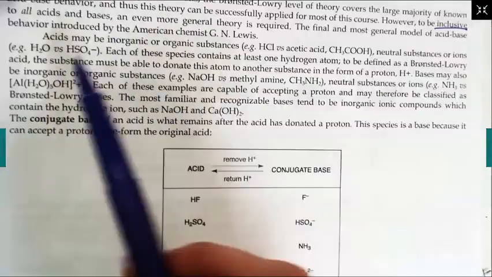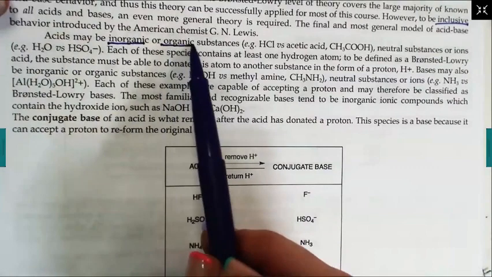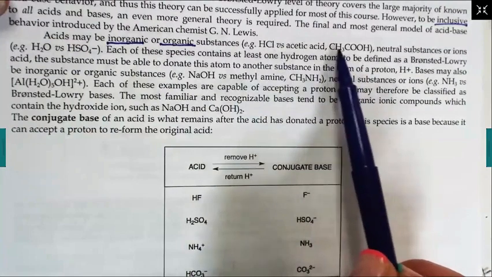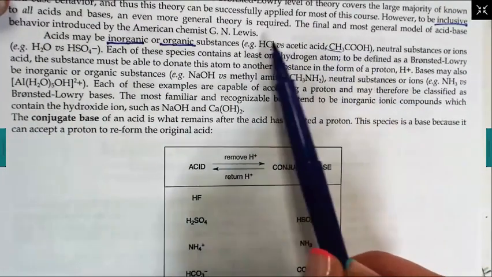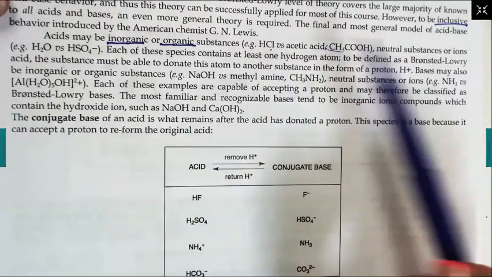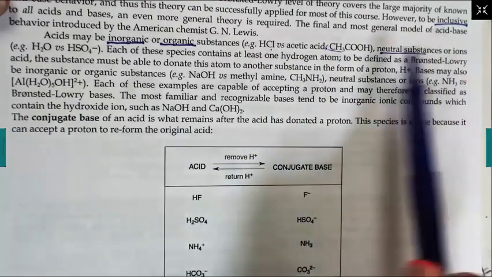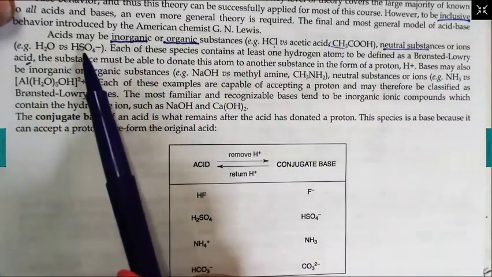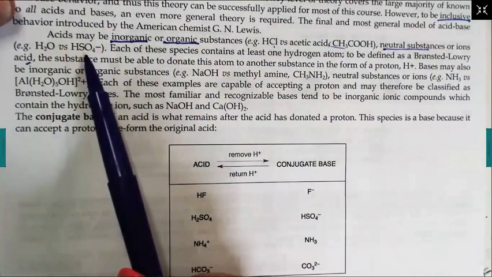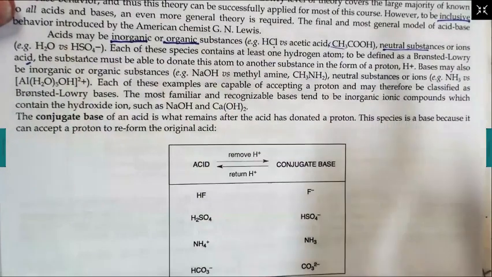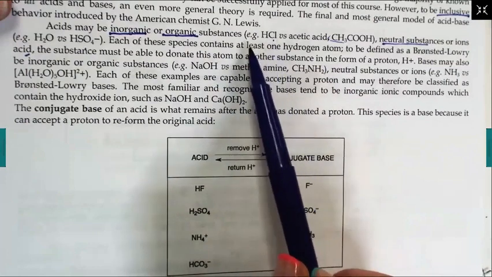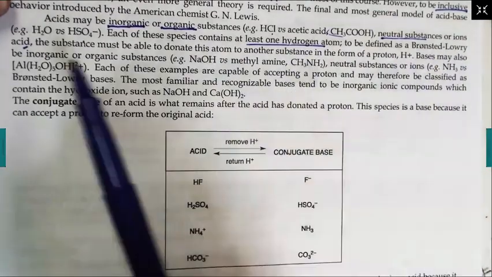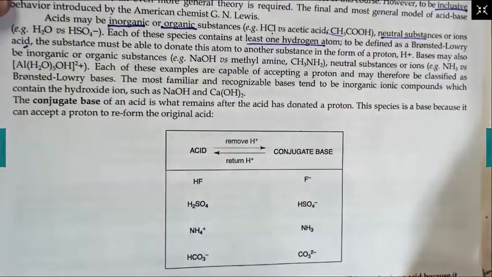Acids may be inorganic or organic substances. So hydrochloric acid versus acetic acid, right? This is your organic acid, this is your inorganic acid. They may be neutral substances or ions. Neutral substance, water. Water can act as an acid, or hydrosulfite, this is an ion. Each of these species contains at least one hydrogen atom, and to be defined as a Bronsted-Lowry substance, it must be able to donate that atom.